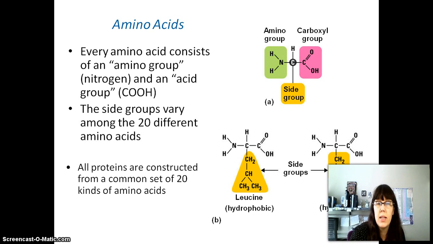So amino acids are named amino acids because they consist of a carbon that's attached to an amino group and a carboxylic acid group. And they can have a side group. The side groups vary among the 20 different amino acids. And all the proteins in all living organisms are constructed from a common set of 20 kinds of amino acids.